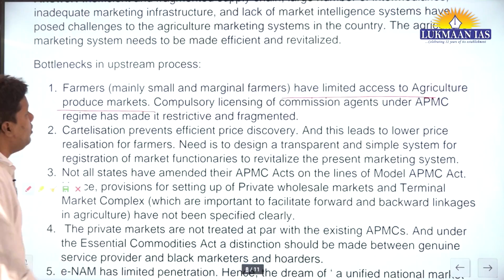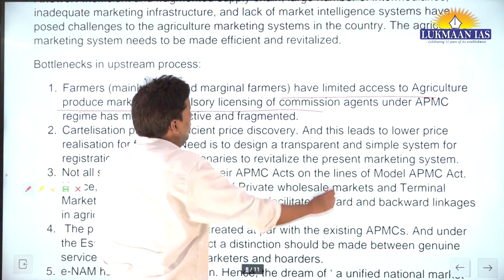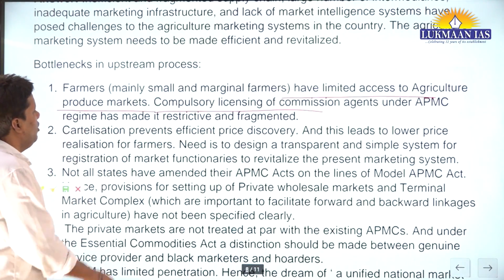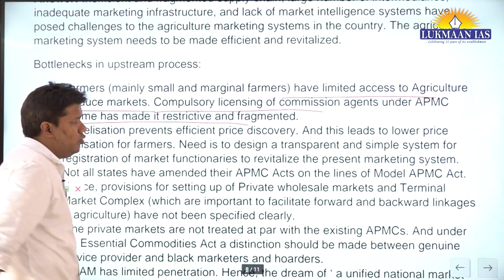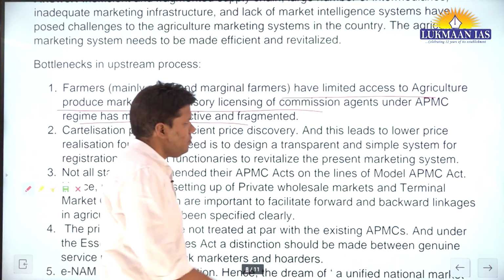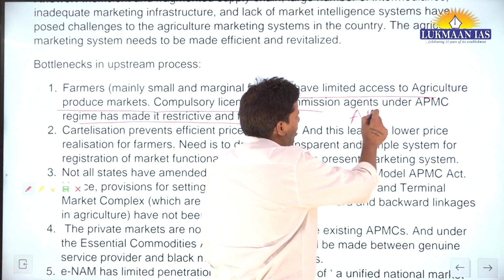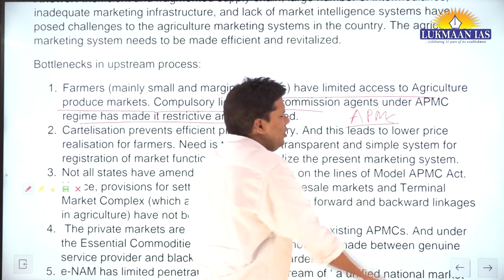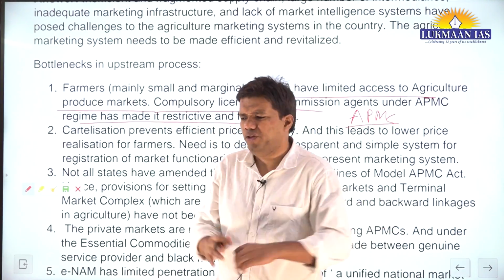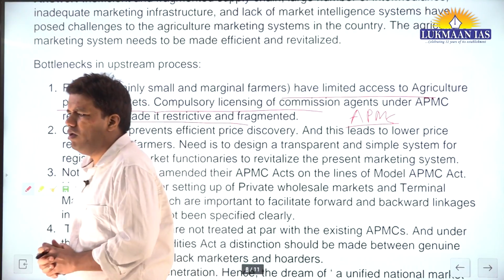Now what they are saying, compulsory licensing of commission agents under the APMC regime has made it restricted and fragmented. See, now you must also know about the APMC regime. It is the Agriculture Product Marketing Committee. It was started with a good intention. See, what is the problem?